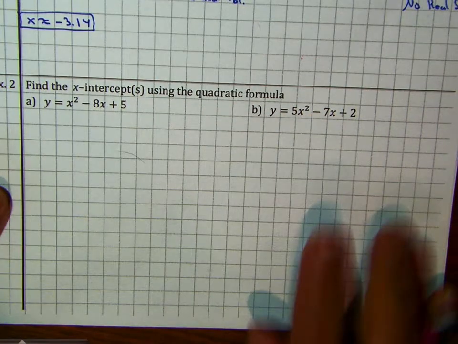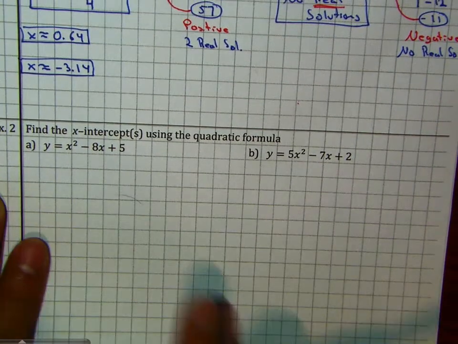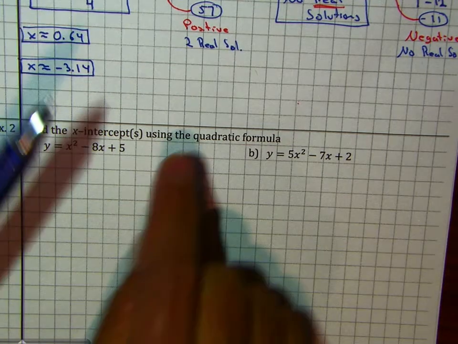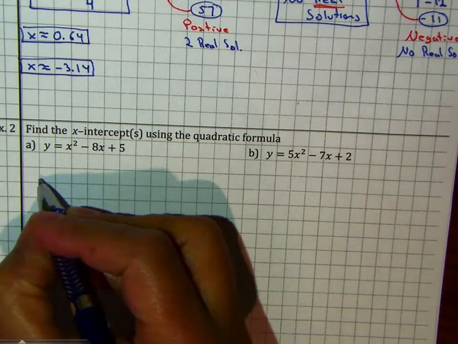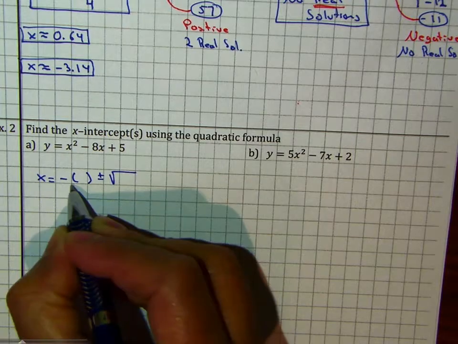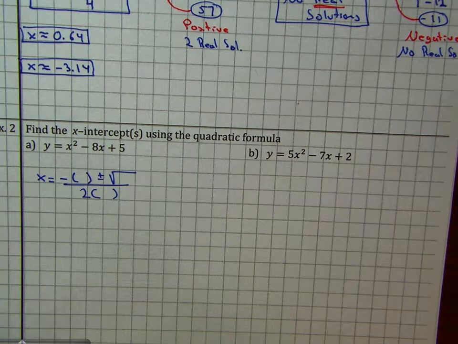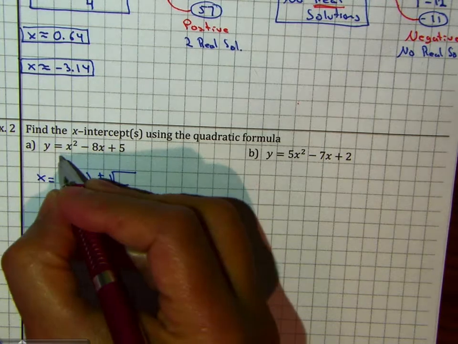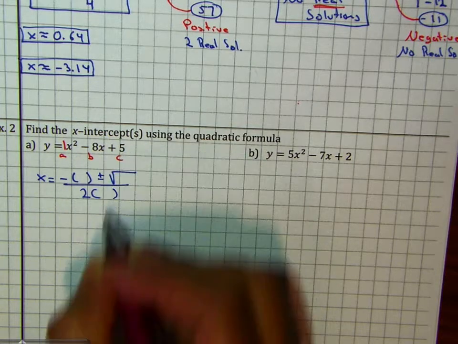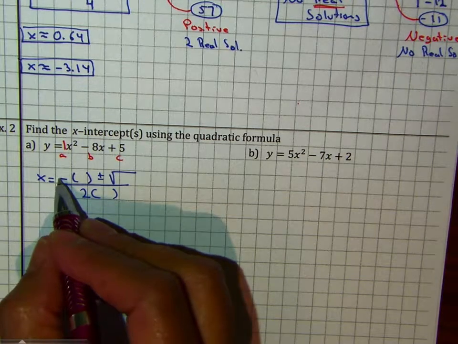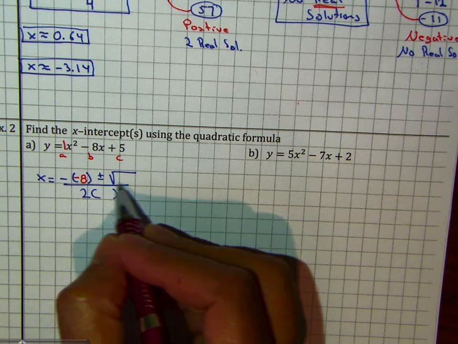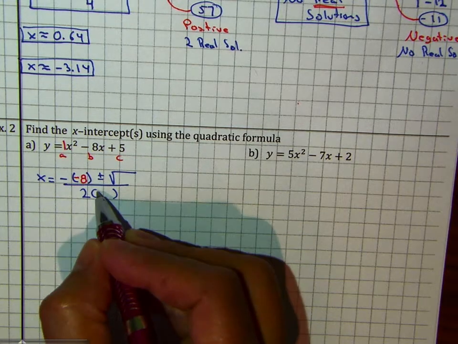In the previous example, number 1, there were two real solutions. You cross the x-axis twice. So the process will be exactly the same. We're using the quadratic formula once again. We have x equals opposite b plus or minus square root all over 2a. Where this is my a, my x is my b, my coefficient, and my c is my constant. So x equals negative b, b is negative 8, plus or minus square root all over 2a, which is 1.